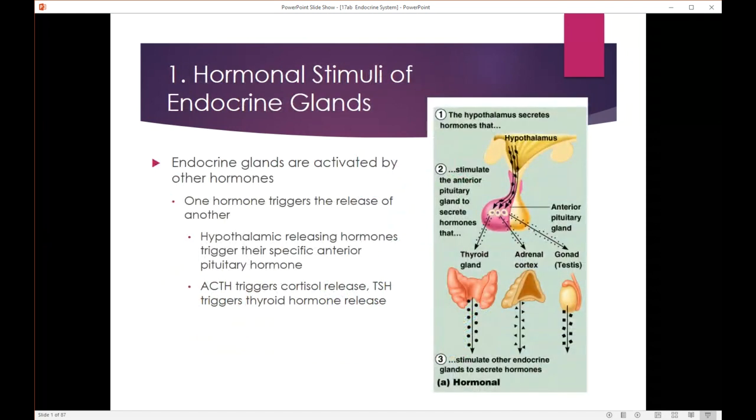So when we talk about hormonal stimuli, the endocrine glands are activated by other hormones. The hypothalamus is going to secrete some hormones, and those hormones are going to stimulate the anterior pituitary gland. And those hormones are then going to stimulate more hormones. So that's hormonal.